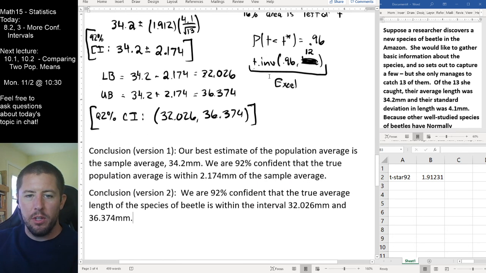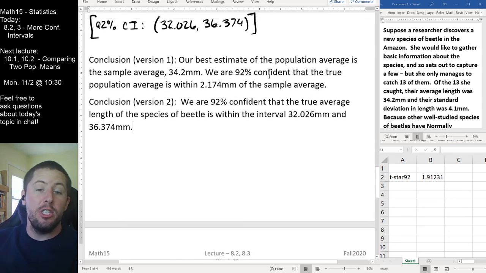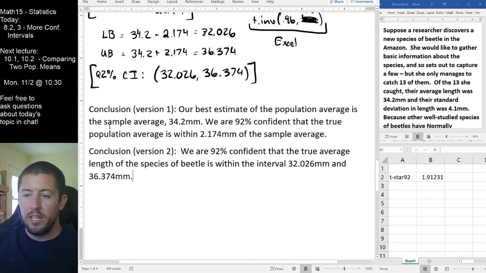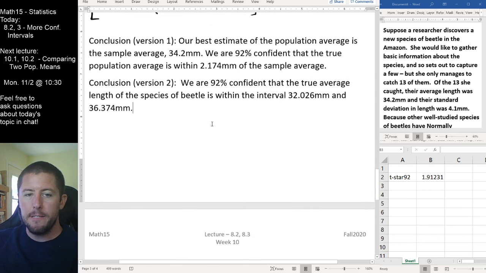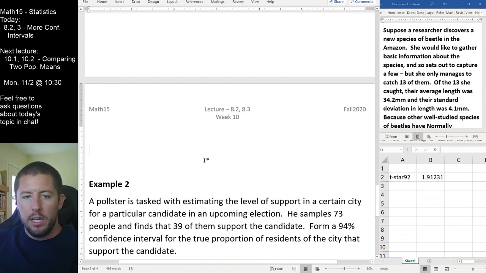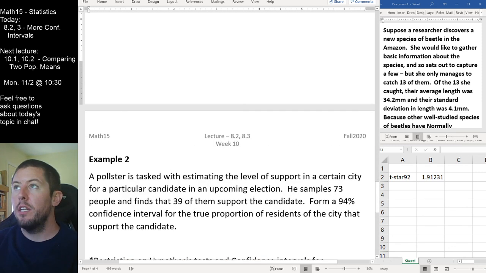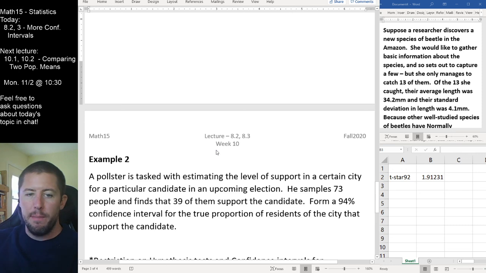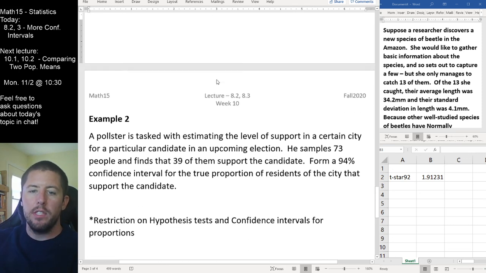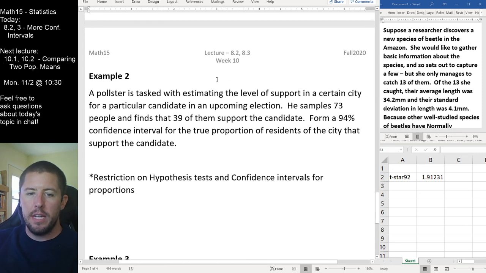We formed a confidence interval here, and we stated two verbal conclusions for this, by the way. You should expect to have to state some conclusions like this. So let's take a look at our next example. Now we've seen two confidence intervals. We've seen one when sigma is known for means. We've seen one when sigma is not known for means. That was the one we just did. Now let's take a look at some proportion type stuff.